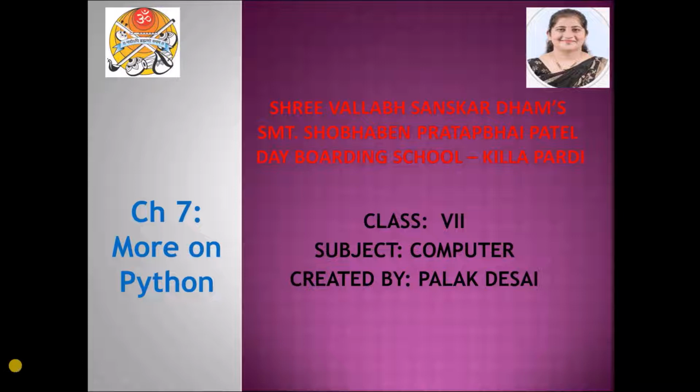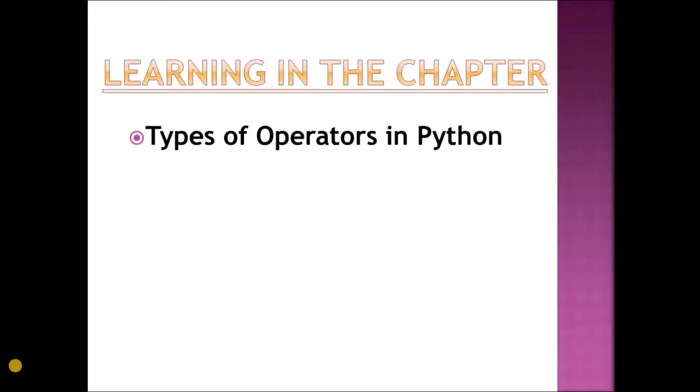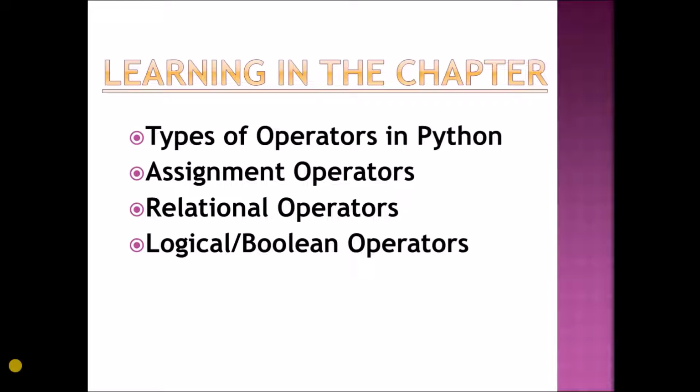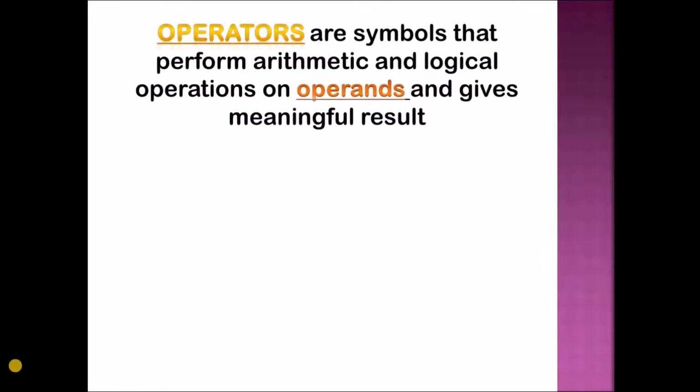So let us first see the learning objectives of this chapter. The first thing that you are going to learn is the type of operators that we use in Python, followed by what is an assignment operator and how is it used, relational operators, logical or Boolean operators, and what is the precedence of operator. Precedence here means hierarchy of the operators that is used when we work in Python. So we'll study about each of this in detail. Let us move to the first topic.